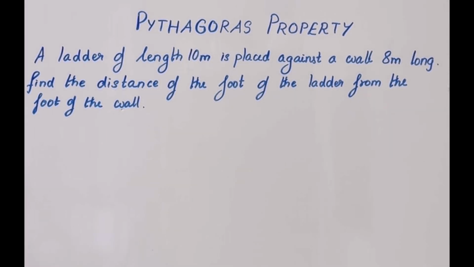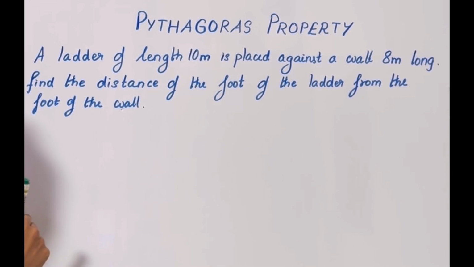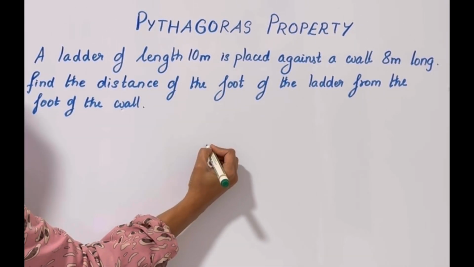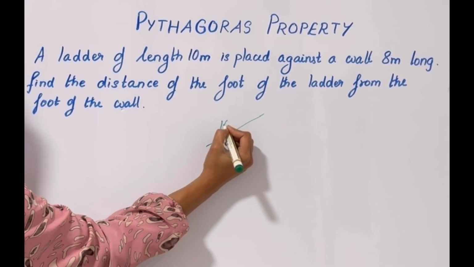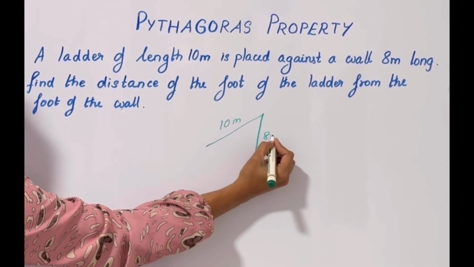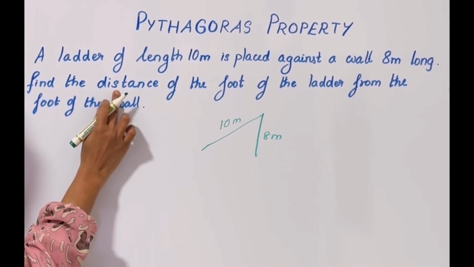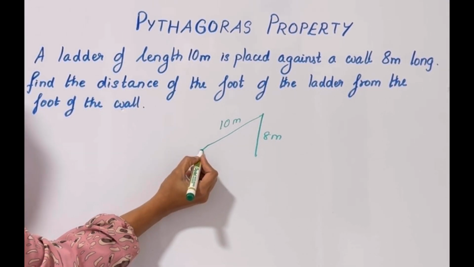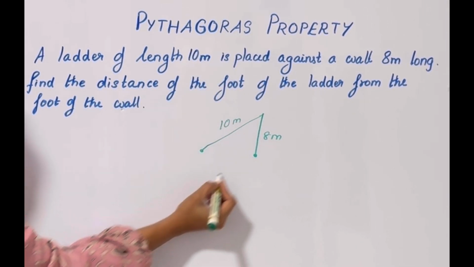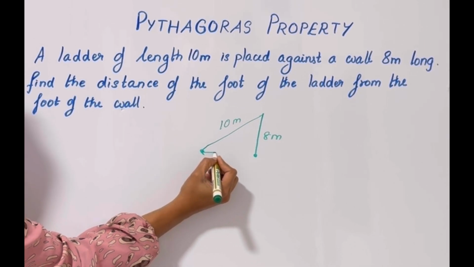Let's see an example. A ladder of length 10 meter is placed against a wall 8 meter long. So a ladder which is 10 meter long is placed against an 8 meter long wall. And we have to find the distance of the foot of the ladder from the foot of the wall. This is the foot of the ladder, and this is the foot of the wall. So find the distance from the foot of the ladder to the foot of the wall.